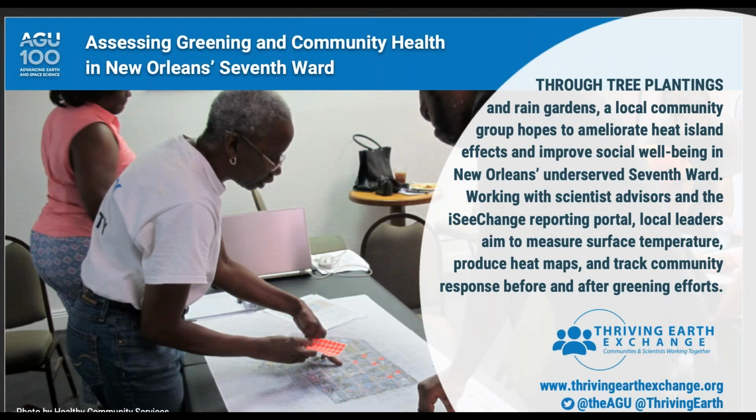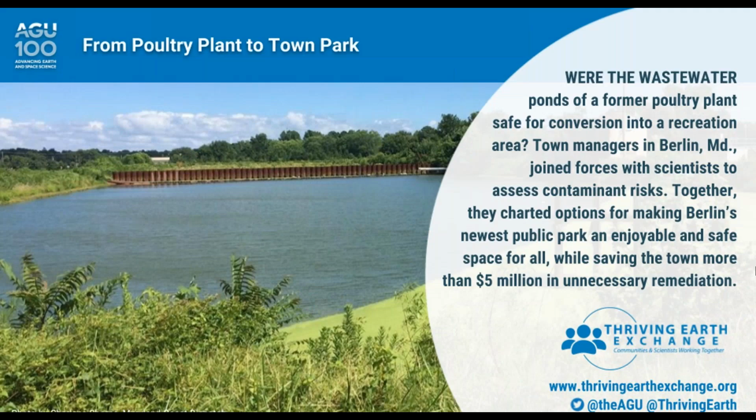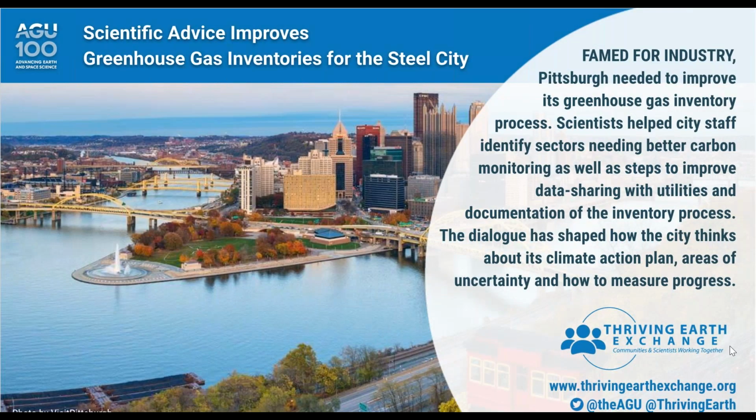And then in the city of New Orleans, in the 7th Ward, we've been working with a community group there to understand the heat island effects and to improve social well-being in New Orleans. They've been able to now produce heat maps and track community response after greening efforts. Finally, in the city of Berlin, Maryland, local to AGU here, we were able to save a small town about $5 million in remediation costs because of the community effort of a scientist working with that particular community. And then I have another one, I'm sorry.